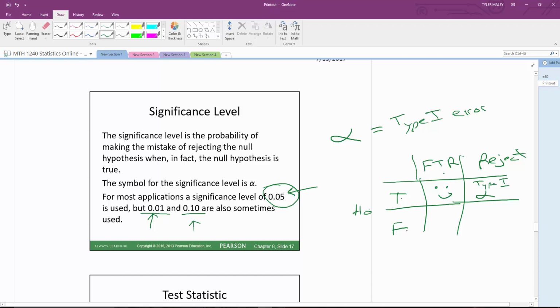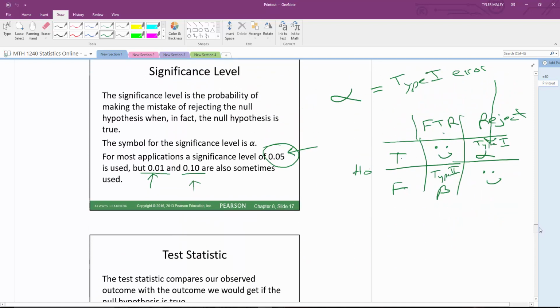If my null hypothesis is false and I reject it, then that's fine. That's correct, so we get a smiley face. But if my null hypothesis is false and I fail to reject it, which means I'm accepting it, that's bad. We call this type 2 error, and the symbol is the Greek letter beta. So alpha is the probability that my null hypothesis is true but I reject it, making the mistake of rejecting the null hypothesis when in fact it is true. Beta would be the probability that my null hypothesis is false and I fail to reject it.